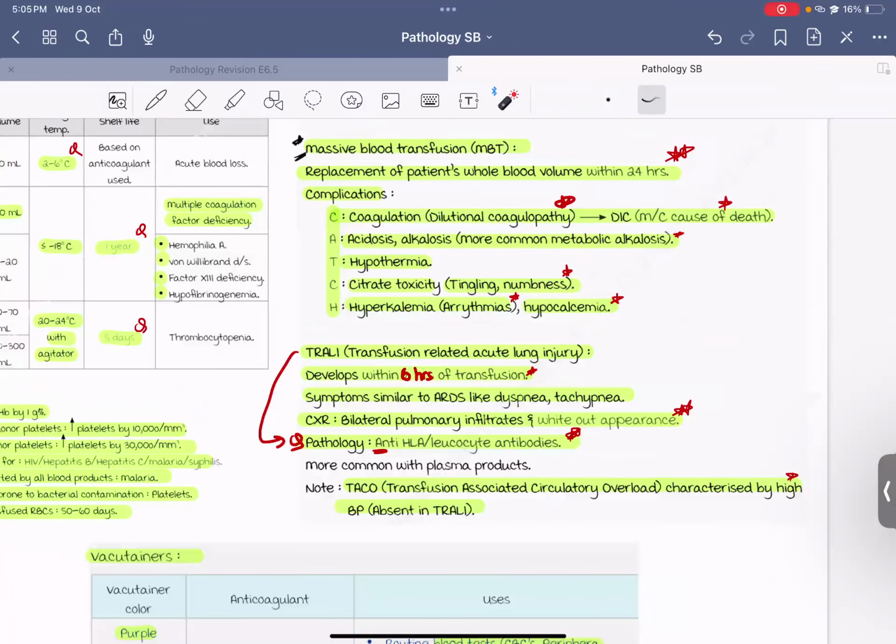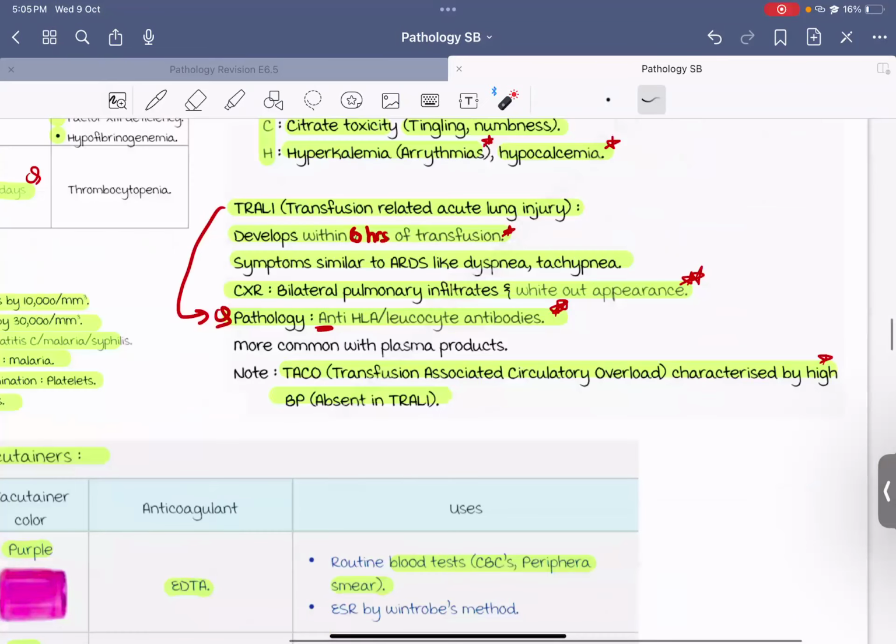Now next is TRALI. What is TRALI? It is transfusion related acute lung injury. Again, I am stressing upon this point. It is an acute lung injury. Please repeat with me. It's the transfusion related acute lung injury. Why am I stressing upon this? Because we usually tend to miss out this point, that it is an acute lung injury.